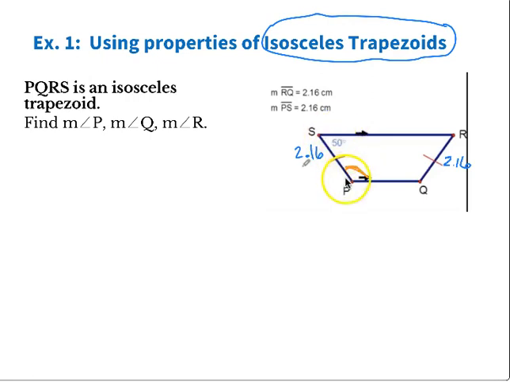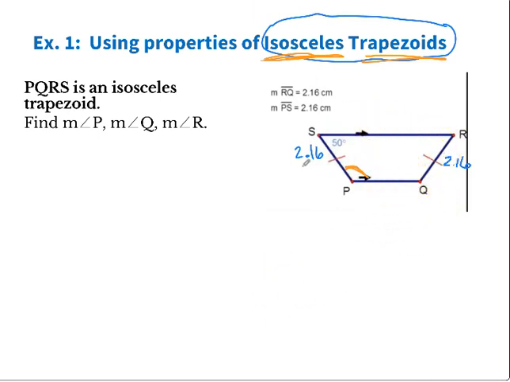So how can we find all these missing angle measurements when we're only given this angle measurement right here, angle S? Well, because I'm also given two side lengths, it allows me to determine that this is in fact an isosceles trapezoid. And once we know this is an isosceles trapezoid, we can use the properties that we just learned on the previous slide about the angle measurements of an isosceles trapezoid and the patterns that occur.